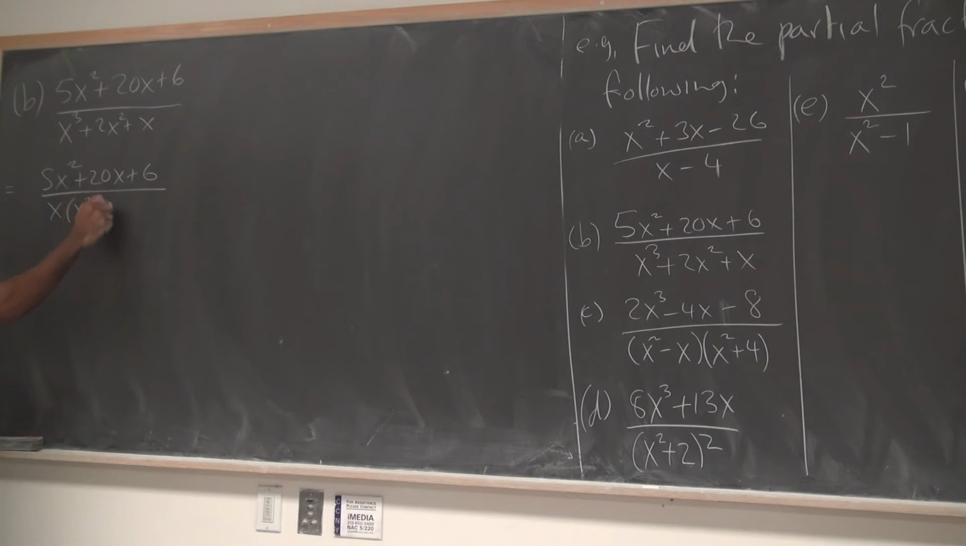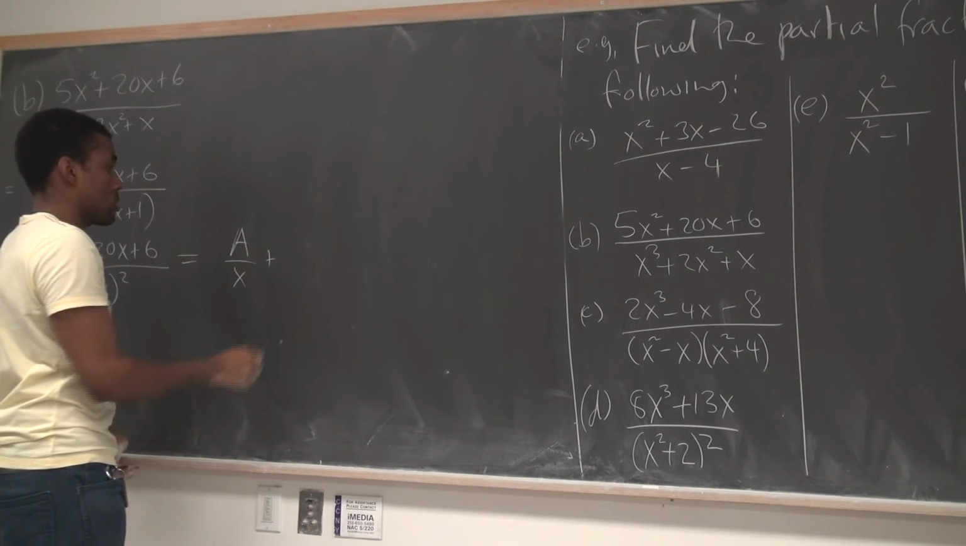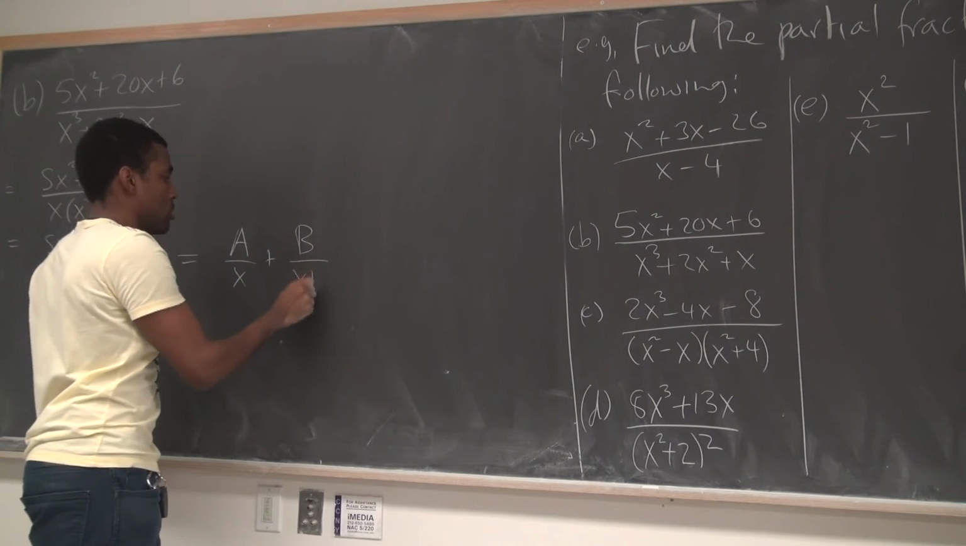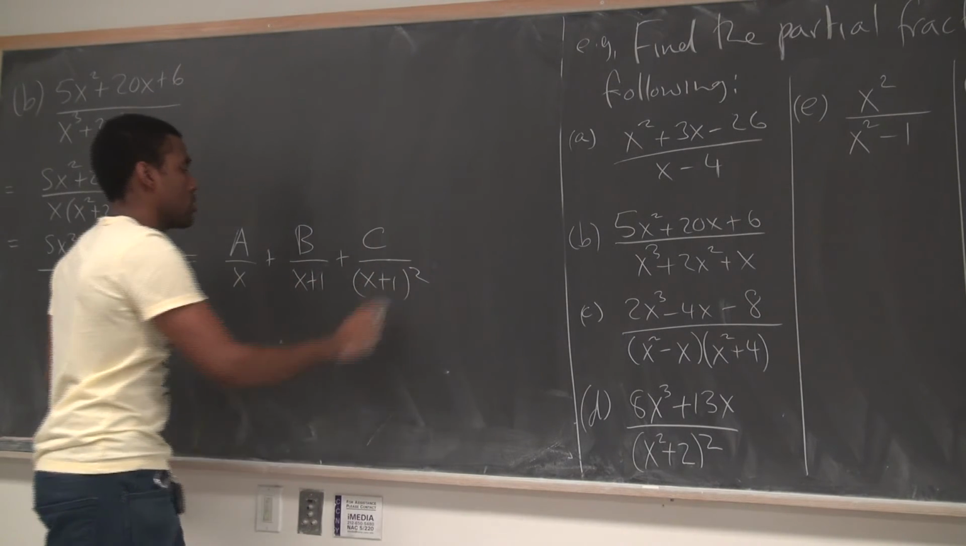x squared plus 2x plus 1, that's x plus 1 all squared. Alright, so we have to factor completely. This is x times x plus 1 all squared. How do we break that up? A over x plus B over x plus 1 plus C over x plus 1 squared.